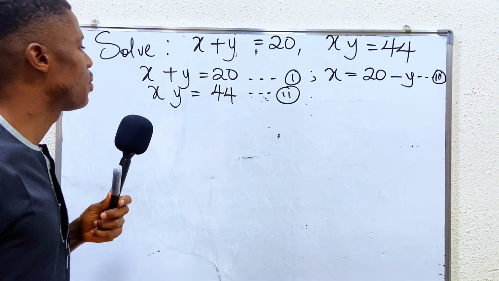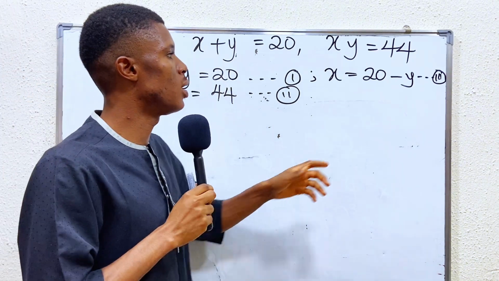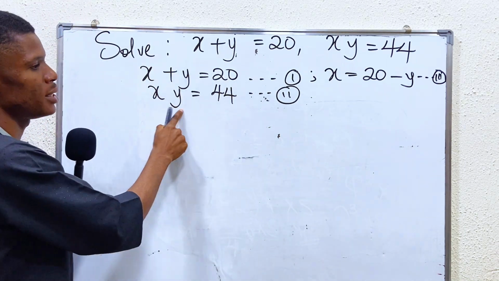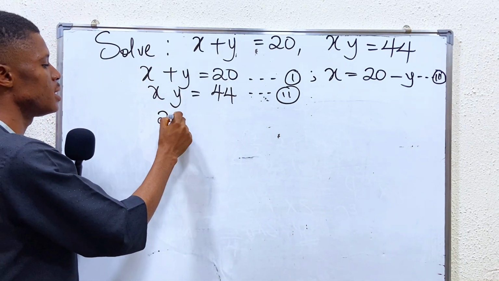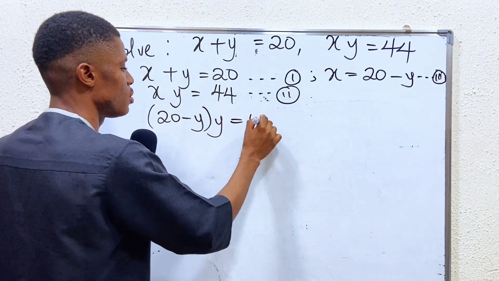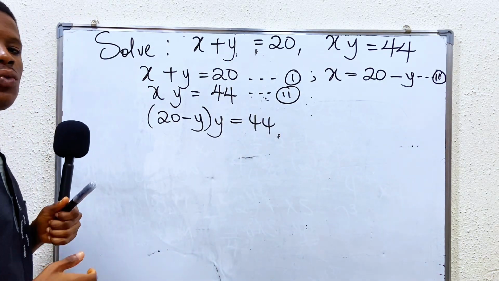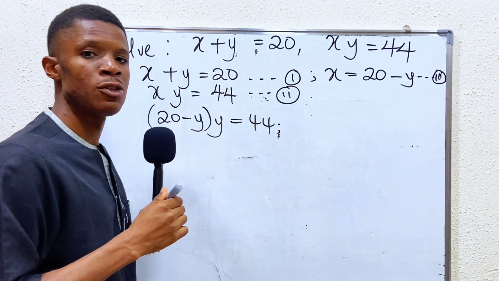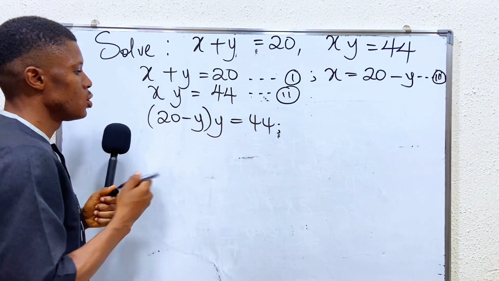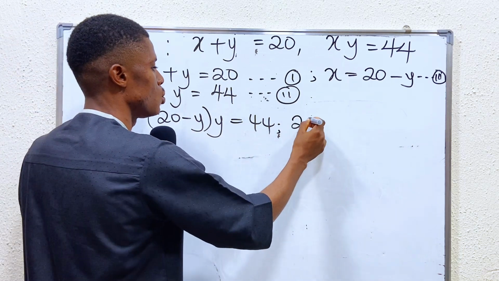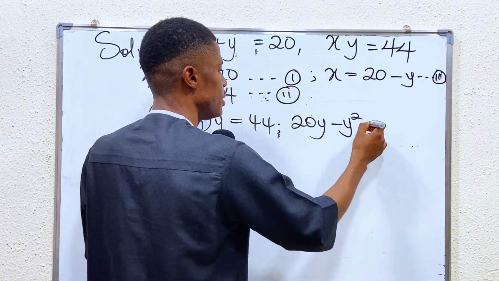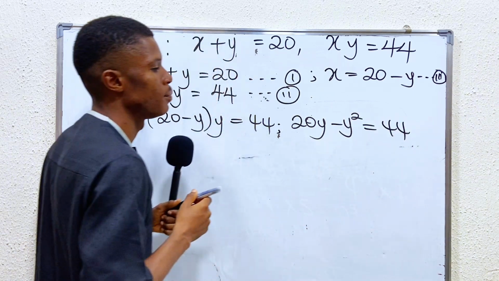Okay? So if we get this, we are going to replace x with 20 minus y in equation 2. You are having it to be 20 minus y, multiplied by y, and that's equal to 44. The next thing we do is just to open up the bracket, and to open the bracket, we use y to multiply each term in the bracket. So y times 20 is basically giving us 20y, and y times y will give us minus y squared, and that's equal to 44. Okay?